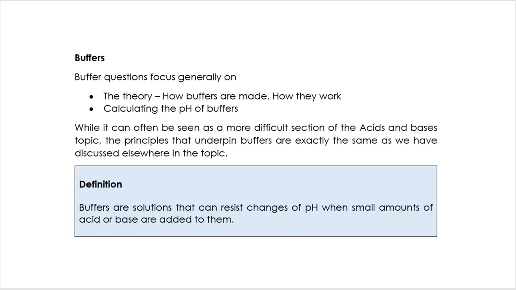We've got the definition here. A buffer is a solution that can resist changes of pH when small amounts of acid or base are added to them. And that's a really important component of the definition, because if you add huge amounts of H+ or OH-, the pH is going to change. But on small amounts, it will resist those changes.